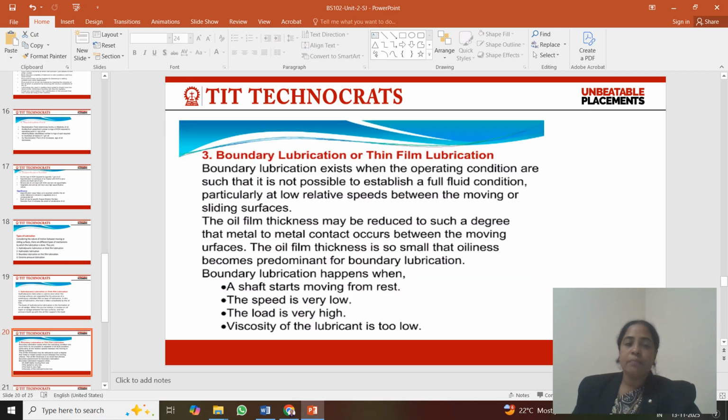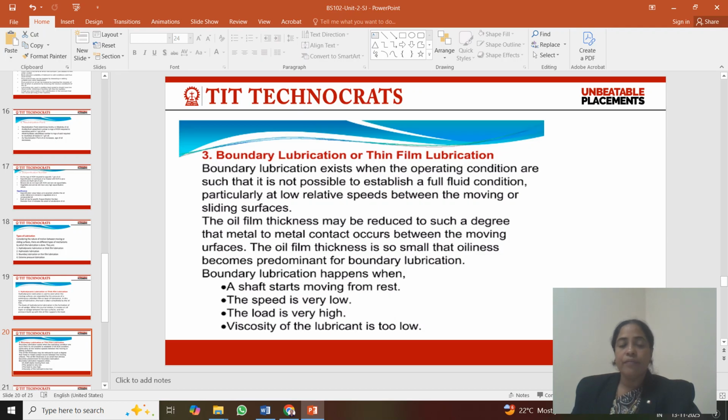The second important mechanism is boundary lubrication, or thin film mechanism. This type of mechanism is followed by semi-solid or solid lubricants. Boundary lubrication exists when the operating conditions are such that it is not possible to establish a full fluid condition, particularly at low relative speeds between the moving or sliding surfaces.